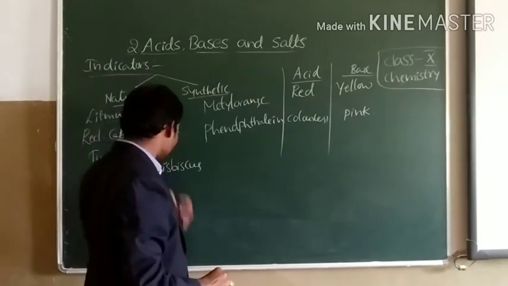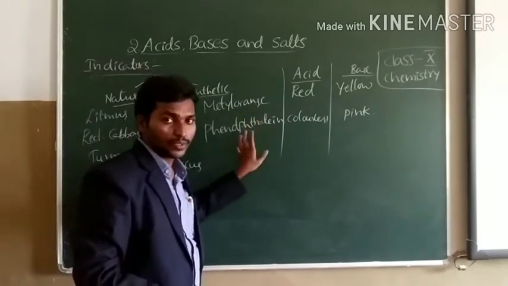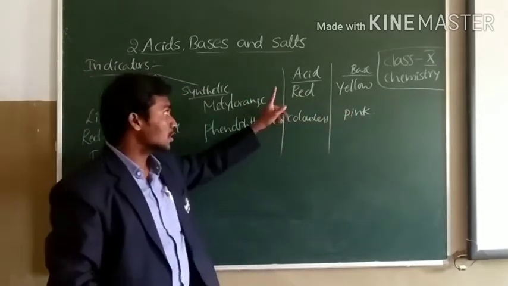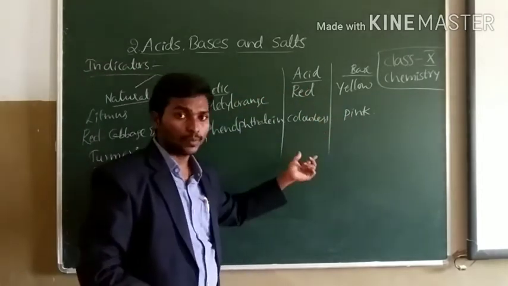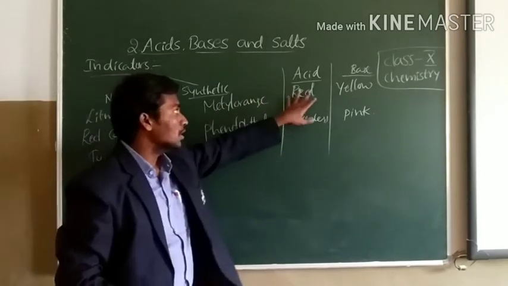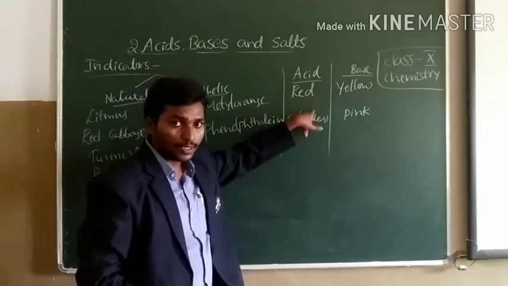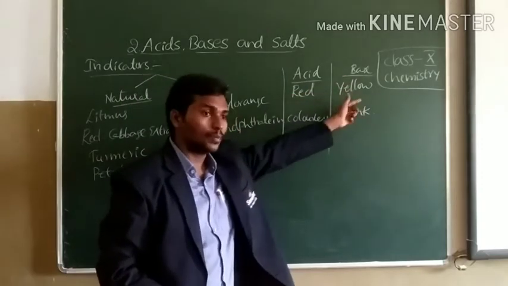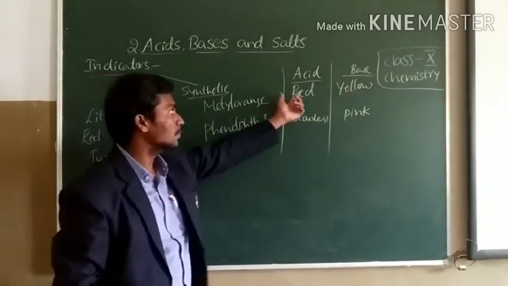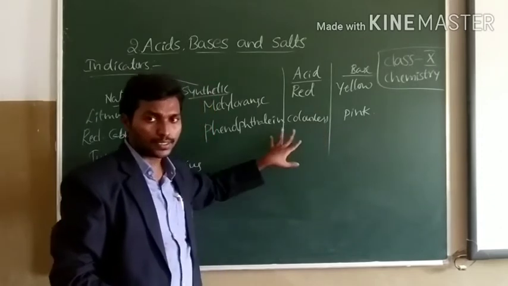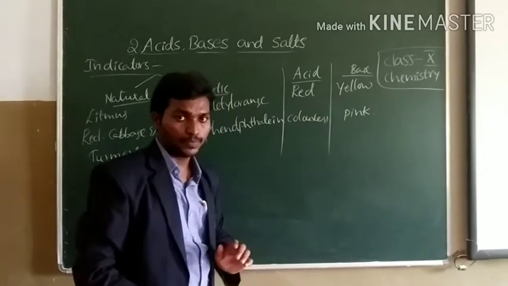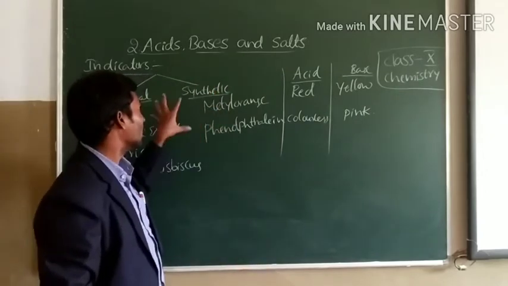So by using methyl orange and phenolphthalein indicators, we can identify the nature of substances because they show different colors in different media. Methyl orange shows red or orange-red color in acidic medium, yellow color in basic medium, and phenolphthalein doesn't show any color in acidic medium, which shows pink color in basic medium. This is about indicators and their types.